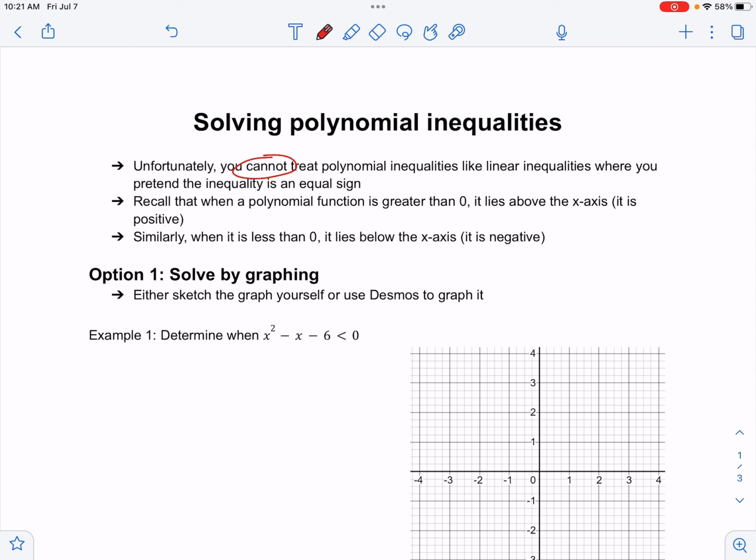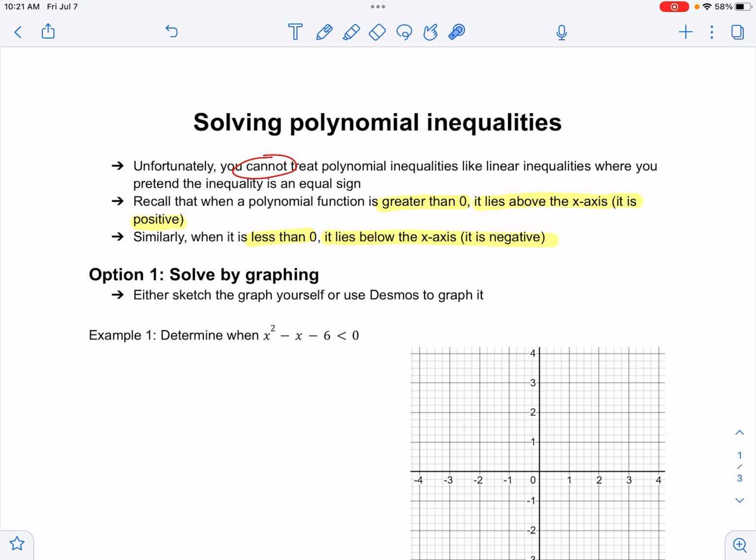Okay. We talked previously, earlier in the last unit, about polynomial functions being above and below the x-axis. A couple of key sentences here. You want to recall that when a polynomial function is greater than 0, it's lying above the x-axis. It's positive, right? Greater than 0 means that something is positive. Similarly, when we're talking about less than 0, it's lying below the x-axis. It's negative. Okay? Less than 0 means it's negative.